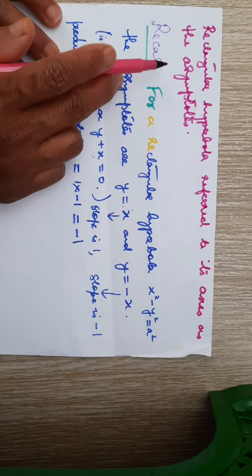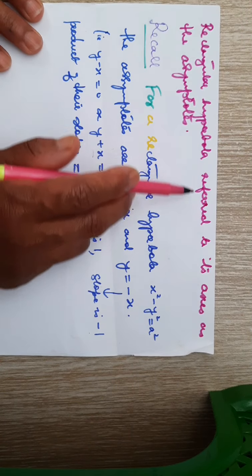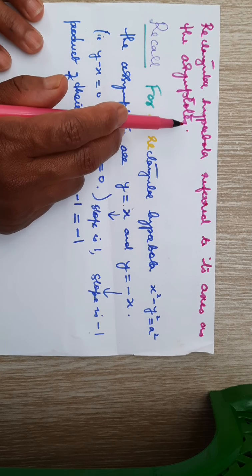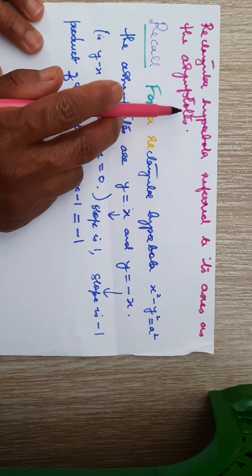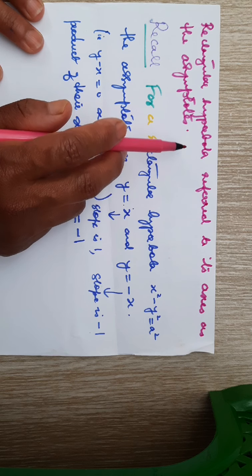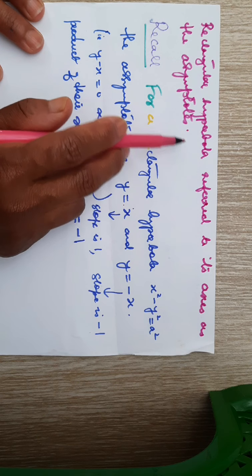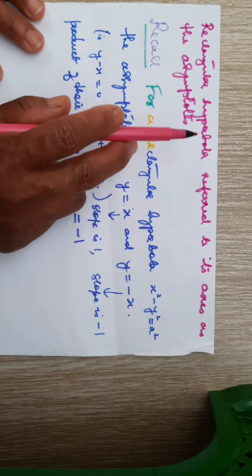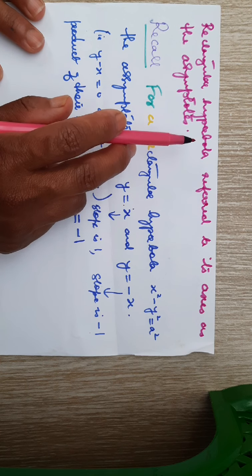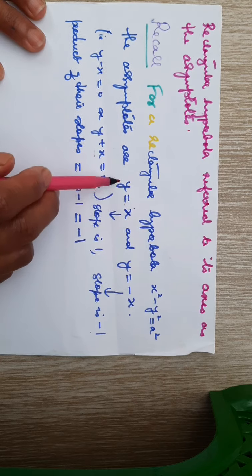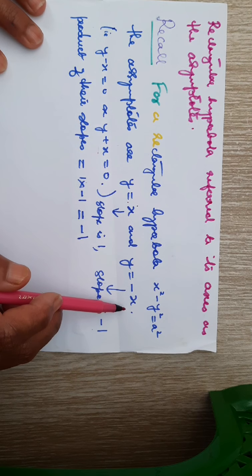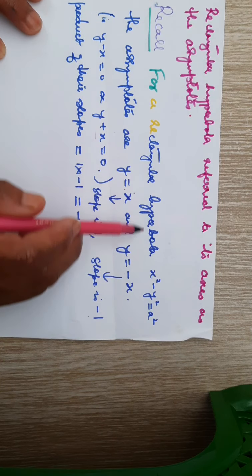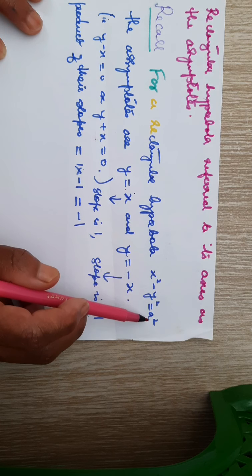Okay, today I'm going to discuss with you the rectangular hyperbola referred to its axis as the asymptotes. That means the y-axis and the x-axis will become the asymptotes to the rectangular hyperbola, and the transverse and the conjugate axis will be along the asymptotes given by y is equal to x and y is equal to minus x.